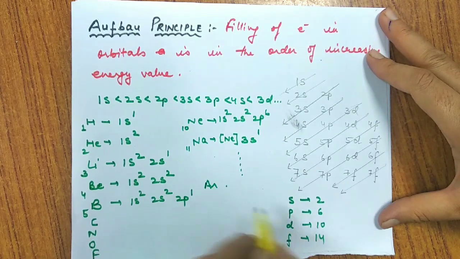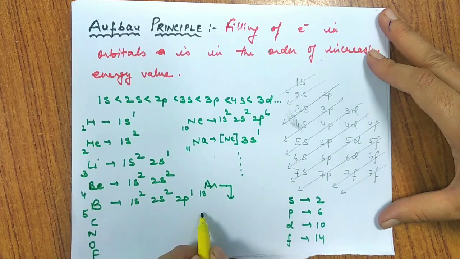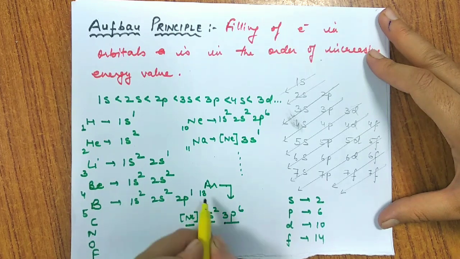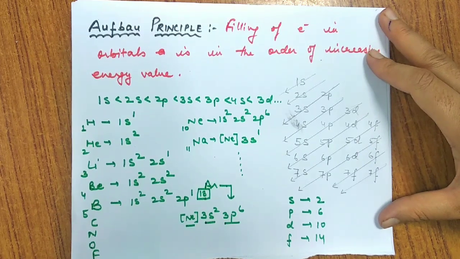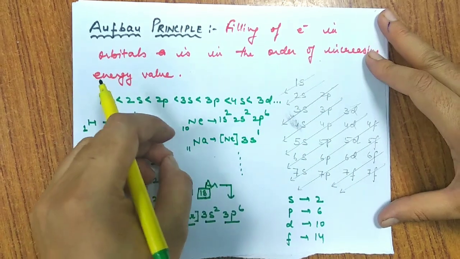argon. Argon is 18. So for argon we have the configuration 3s2, 3p6. After that we have neon with 10 electrons, 10 plus 2 is 12, plus 6 is 18. So a total of 18 electrons have been filled with argon. So this is how the Aufbau principle is used for filling electrons in atoms.